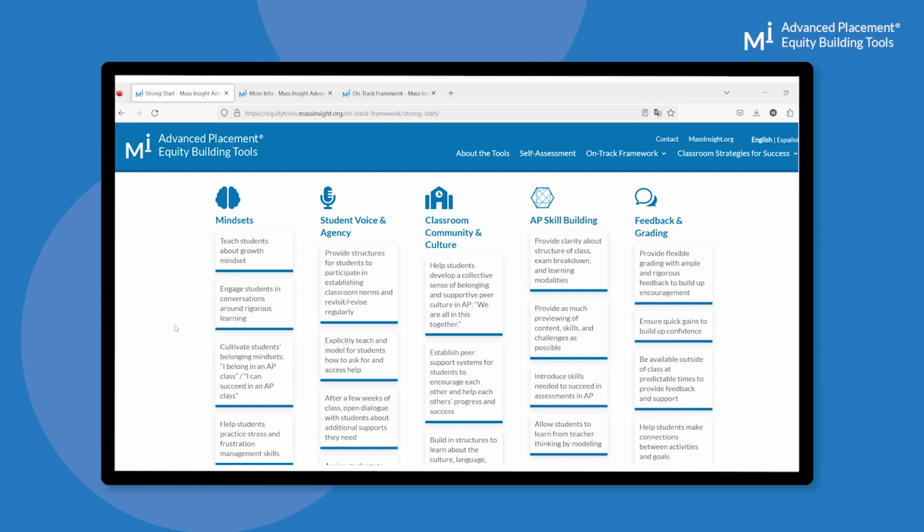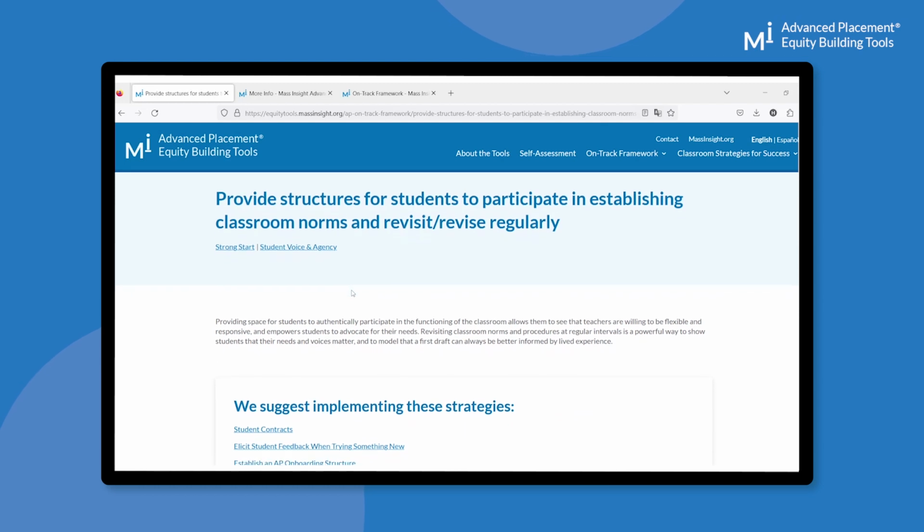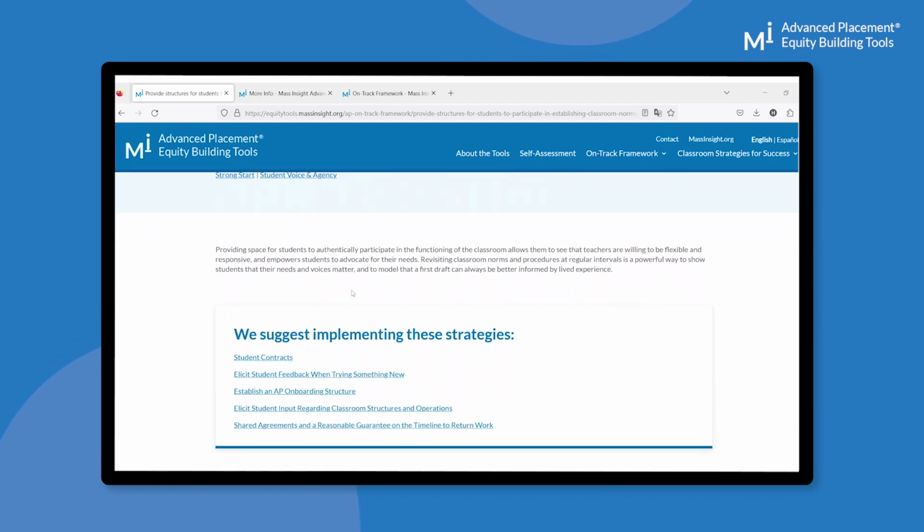As an example, let's focus on student voice and agency in the Strong Start period. Here are some different experiences that you can provide to your students. When you click on an experience, it will lead you to a more detailed description and specific classroom-level strategies that will help you enact this experience for your students.